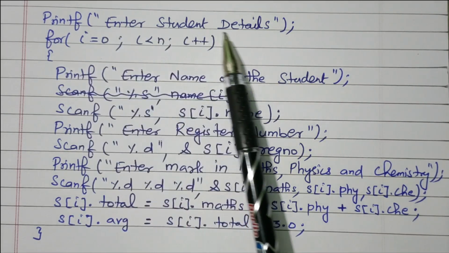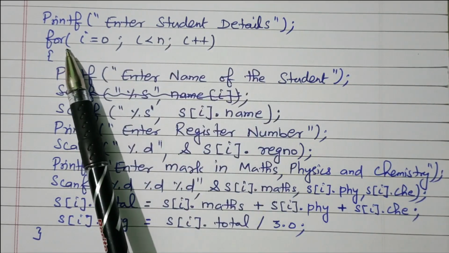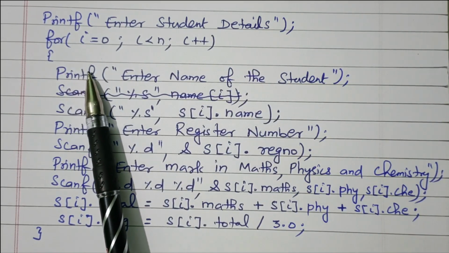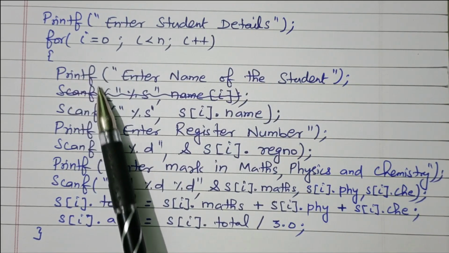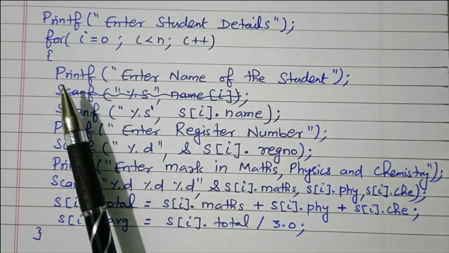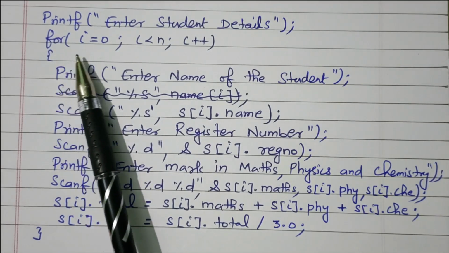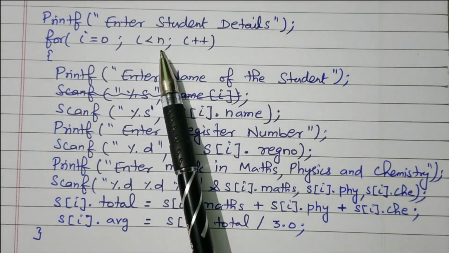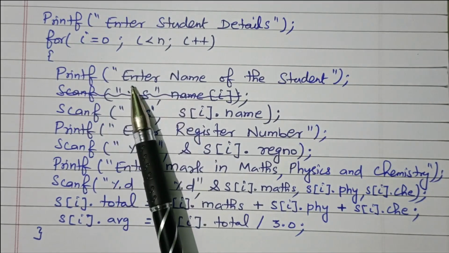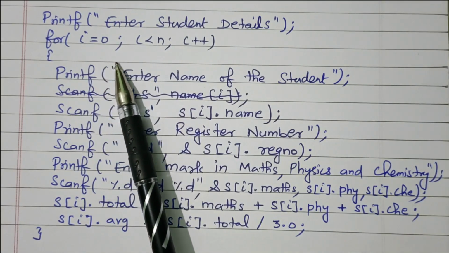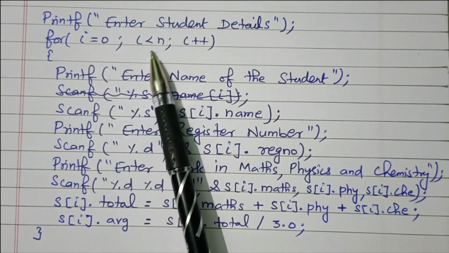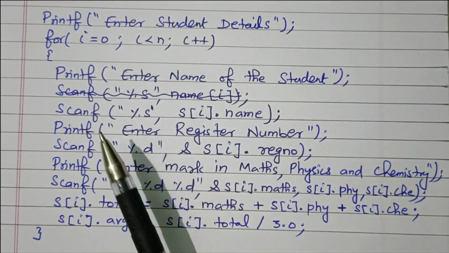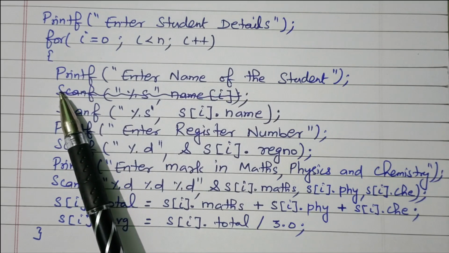printf, enter student details. For that we open the loop, because we can repeatedly get the details. For 5 students means the same process repeated 5 times. So open the for loop. for i equal to 0, i less than n. Suppose n equal to 5, this loop will be executed 5 times. i equal to 0, 1, 2, 3, 4. 5 means invalid. So 0 to 4, 5 times it will be executed. Inside the loop we can get the details.